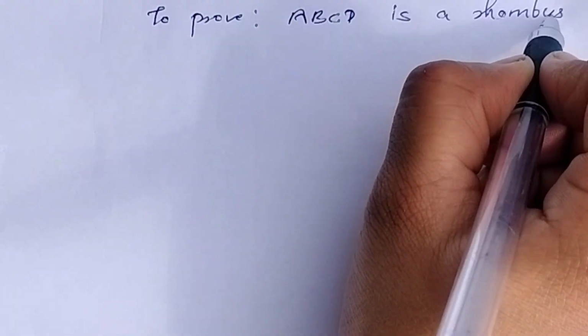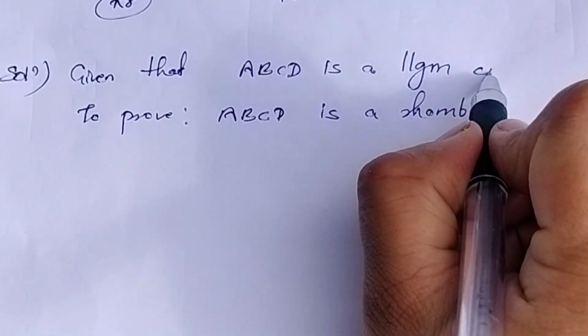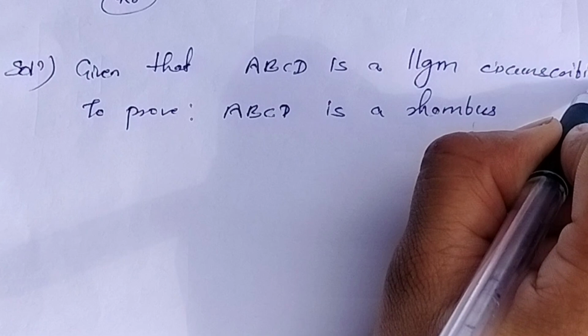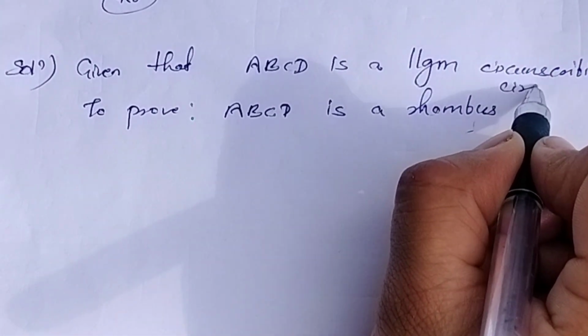So in that, ABCD is a parallelogram. And what we need to prove? To prove that ABCD is a rhombus, we need to prove this. ABCD is a parallelogram which is circumscribing a circle.